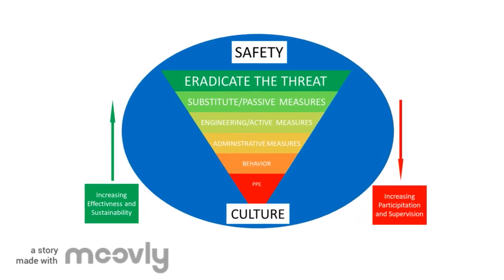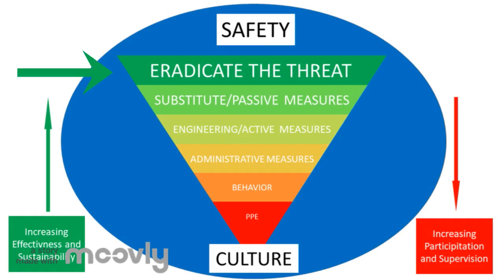The most effective control is to eradicate the threat. Next is substitute/passive measures. And then engineering active measures. Next is administrative measures. Next is behavior. The least effective one is personal protective equipment. All the stages are included in a safety culture concept.